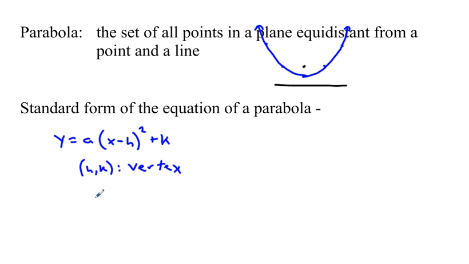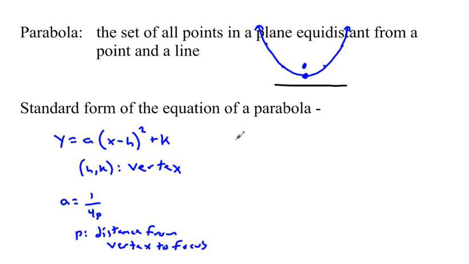Now here's something else that we haven't seen. I'm going to write down a equals 1 over 4p. And p is going to be the distance from the vertex to the focus. And you might say, what is that? We've never seen that before. But if you look at that drawing that I made, the vertex is this point. The focus is this point here. That distance there we can find by setting a, that number in front, equal to 1 over 4p.